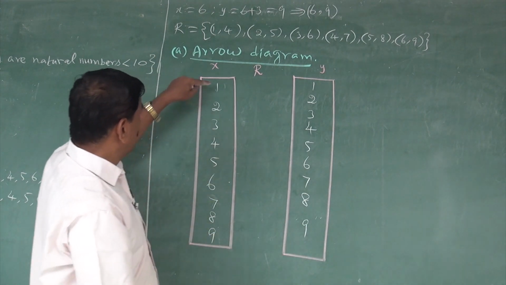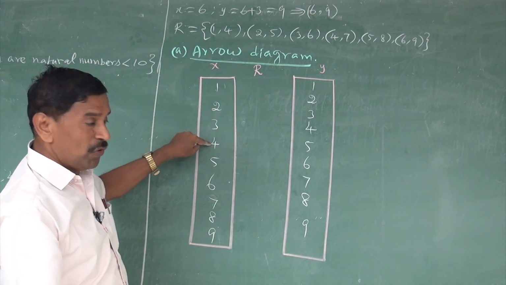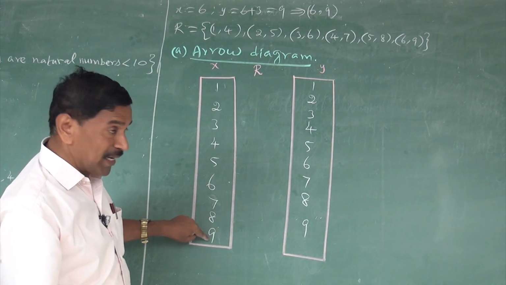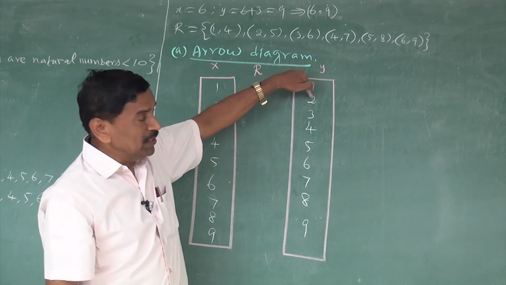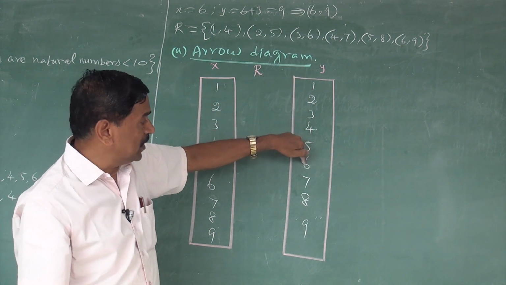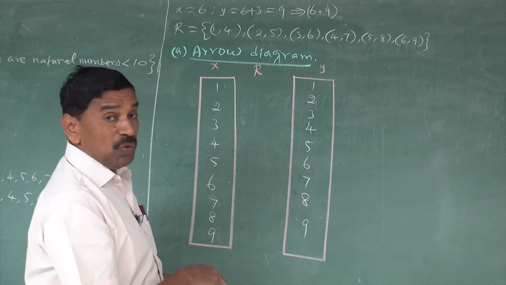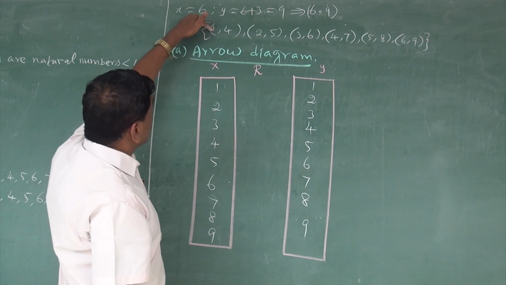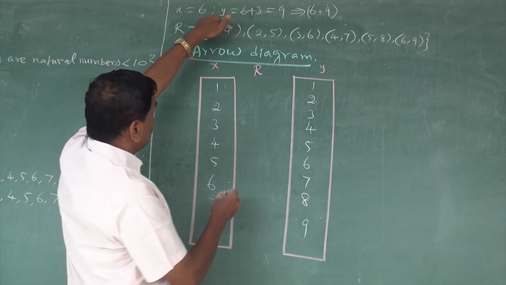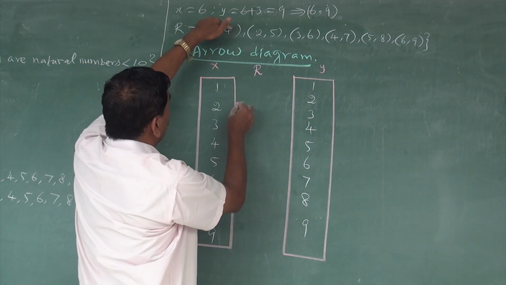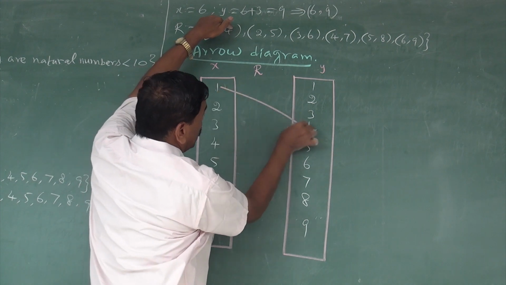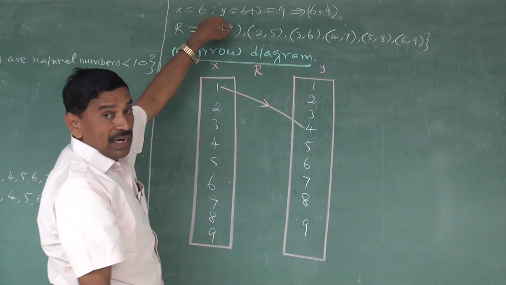Now again count it. 1, 2, 3, 4, 5, 6, 7, 8, 9. Again here, 1, 2, 3, 4, 5, 6, 7, 8, 9. Now, what are the ordered pairs? How to relate? Listen carefully. 1 is related to 4.